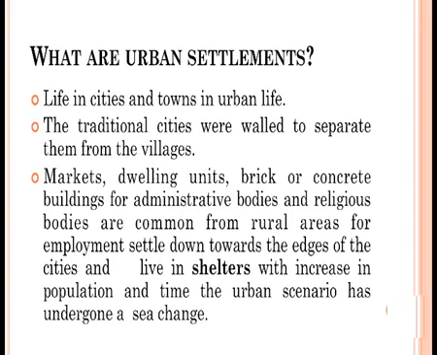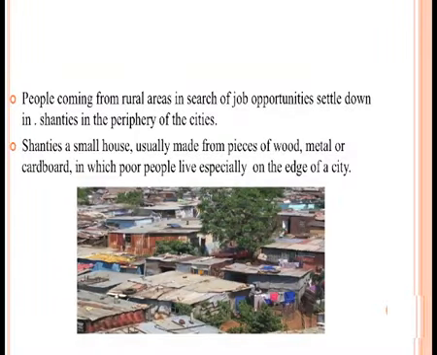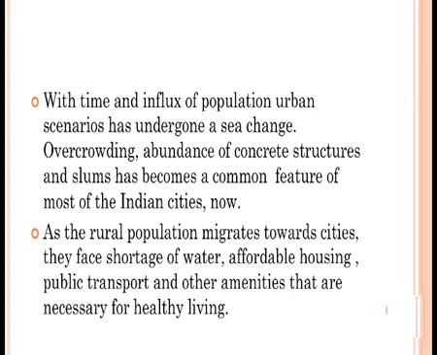With the increase in population and time, the urban scenario has undergone a sea change. People coming from rural areas in search of job opportunities settle down in shanties in the periphery of the cities. Shanties are small houses usually made from pieces of wood, metal or cardboard in which poor people live, especially on the edges of the city. Overcrowding, abundance of concrete structures and slums has become a common feature of most Indian cities now.